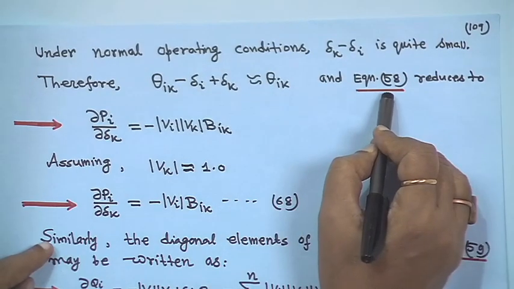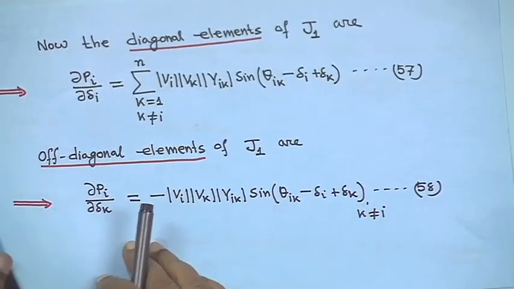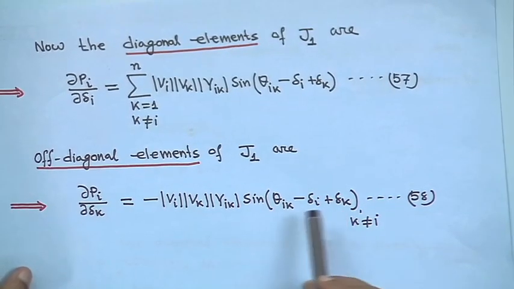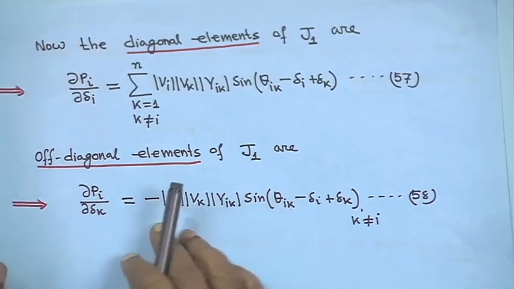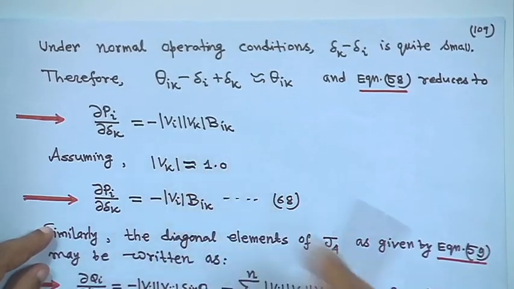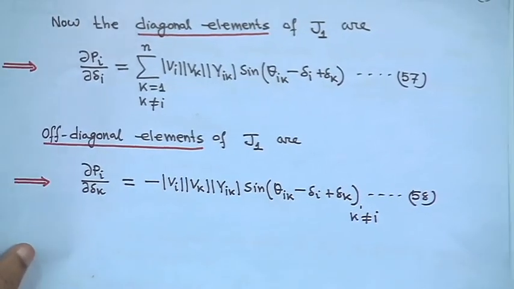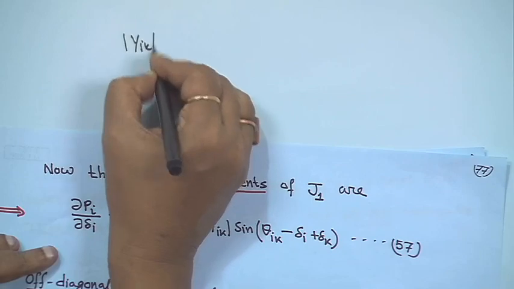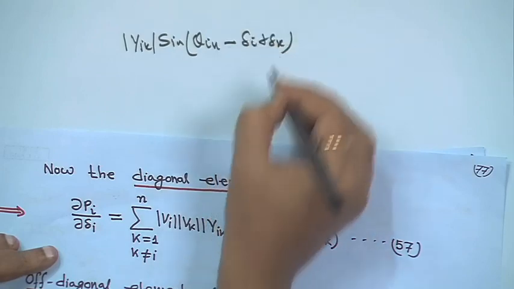Here, in equation 58, this is your J1 matrix. So, this theta ik minus delta i plus delta k, you just put sin of theta ik minus delta i plus delta k approximately equal to sin theta ik. So, with this assumption, delta Pi upon delta k will become minus Vi Vk, and if it is Yik sin of theta ik minus delta i plus delta k.